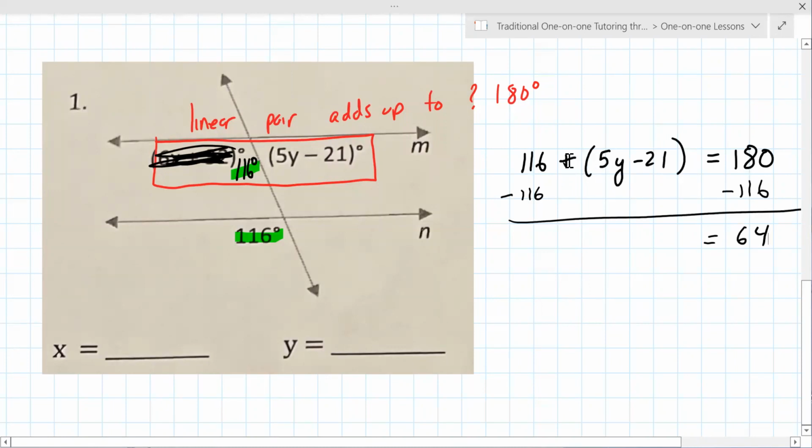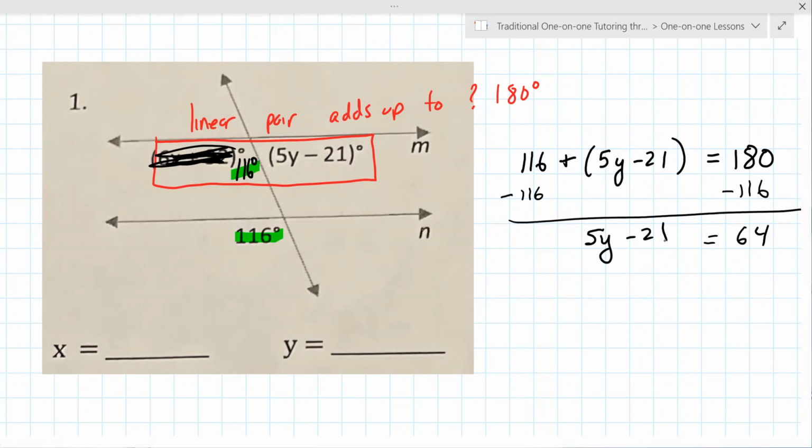Now on the left, the parentheses are no longer needed because you're adding, and the only way they would need to be changed is if there was a subtraction or a number out in front. So you just write the 5y minus 21 out in front or down below. Okay, so question for you is what do we do now to solve for y? What do we undo first? The multiplication by 5 or the subtraction of 21?